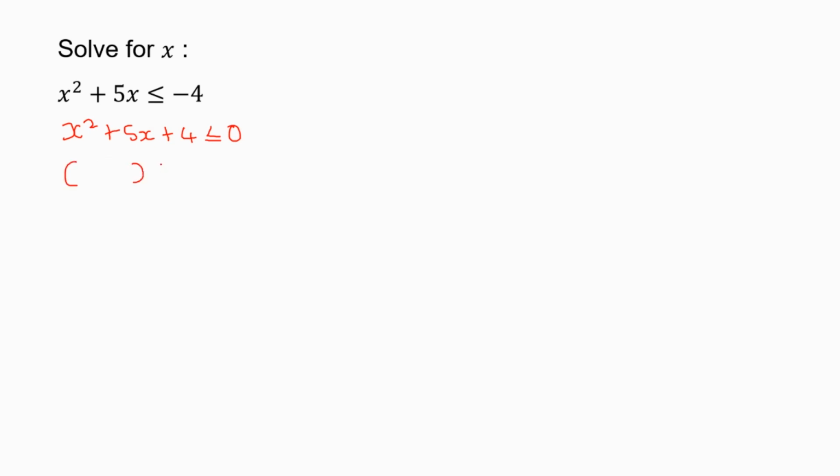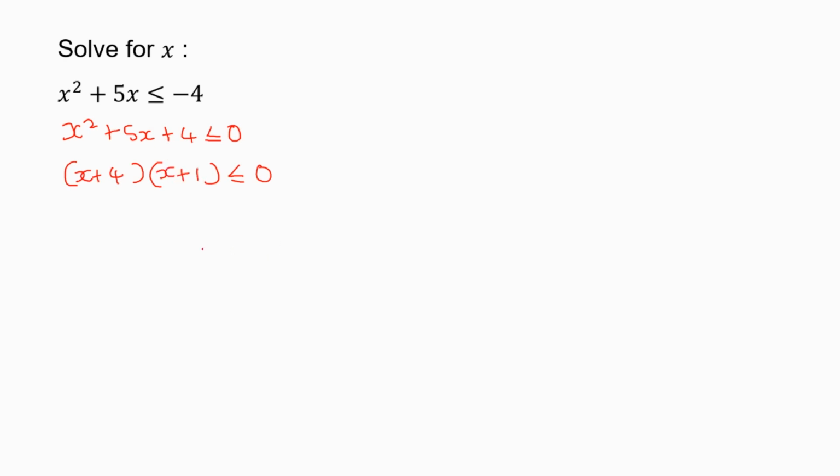So we can even start by writing our brackets there. It means that the two factors have the same sign. It can be negative, negative, or positive, positive. But this one confirms that both of them must be positive. So what are the factors of 4 that will give us 5 when you add them? It should be 1 and 4. 1 plus 4 is what? Is 5. So it becomes x plus 4 here, and then x plus 1 there.